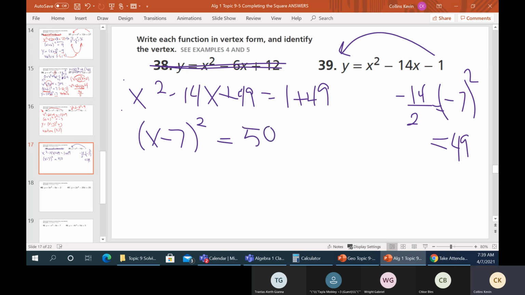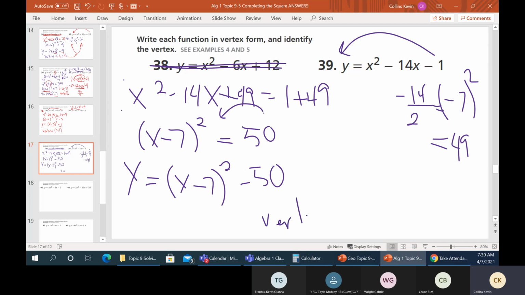Then all we have to do is move it over here. So we get y equals x minus 7 squared minus 50. In our vertex, switch the sign on this one, so it becomes +7. Leave this one alone, it is still -50. We're good to go. So that's where our particular graph bottoms out.